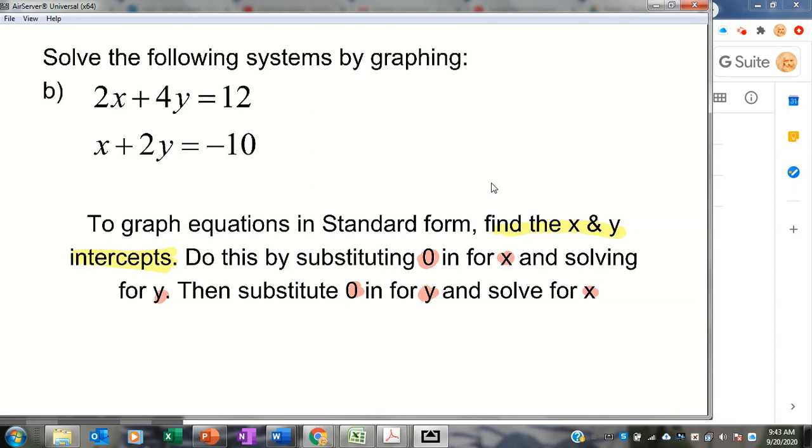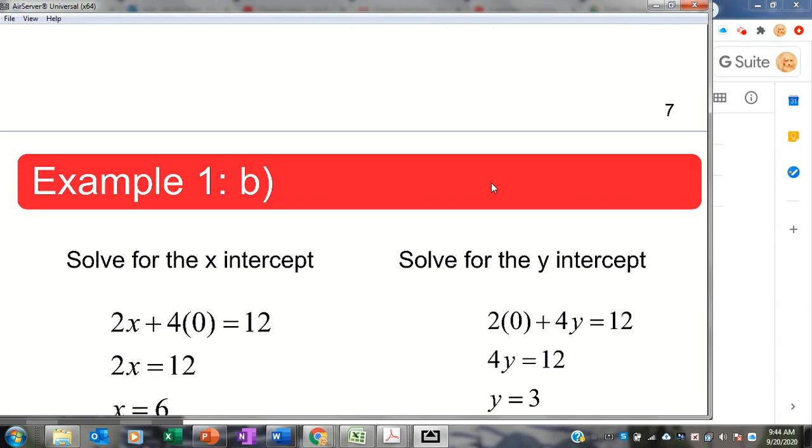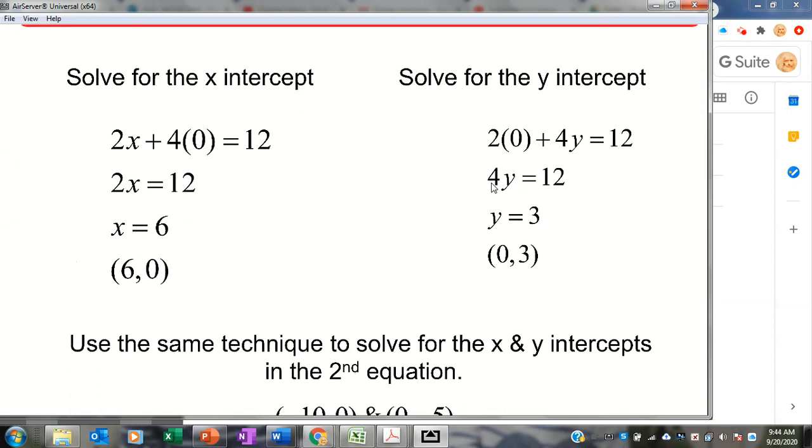We have 2x plus 4y equals 12, and then we have x plus 2y equals negative 10. Now, rather than me writing the work out, I have it typed out here. And so what I want to show you is our first equation, 2x plus 4y equals 12. And what we do is we're going to let y equal 0. Now, by letting y equal 0, you can see that this 4 times 0 goes away. It cancels, and you're just left with 2x, which is 12, which means x is 6.